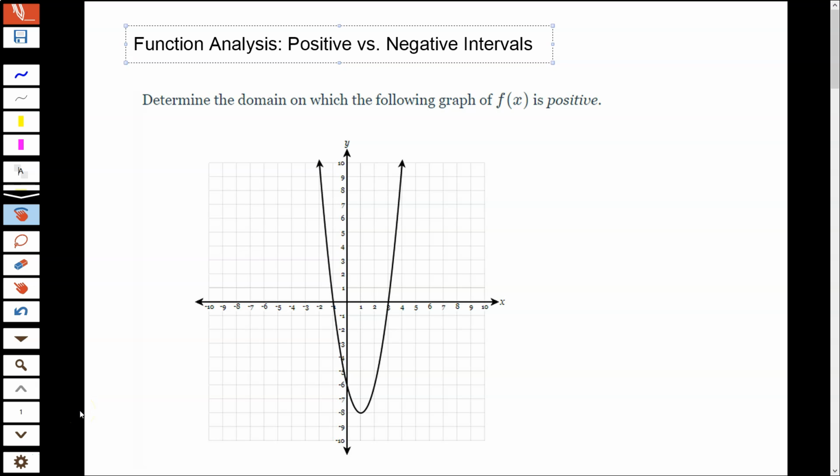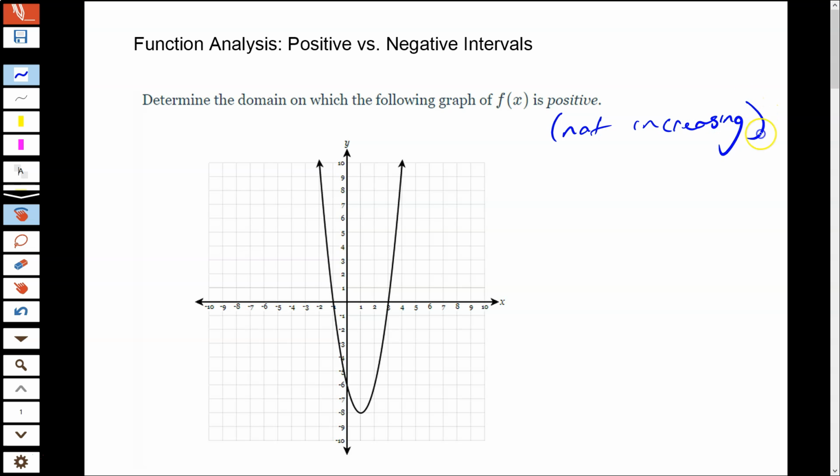In this lesson, we are going to study not increasing and decreasing intervals anymore, but positive and negative intervals. Notice the question here says determine the domain on which the following graph of f is positive. So positive is not the same as increasing. This is still not that hard, but we are doing this 100% for the sake of making sure we know the difference between positive and increasing, because these are very commonly confused, and we will run into both constantly during our year together in calculus.